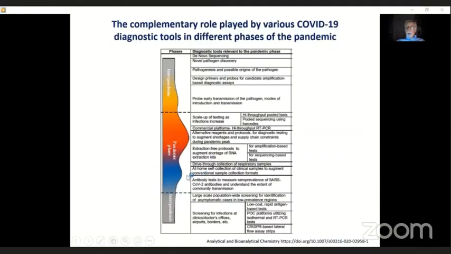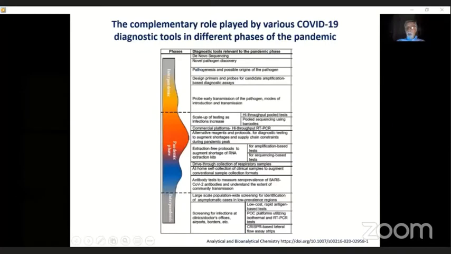We have to collect all the respiratory samples. We probably have to look at how to develop also at-home sample collection for controlling the population, and also the antibody test to measure the seroprevalence. Before the pandemic and after is really very important. At the beginning, novel sequencing and novel pathology discovery to understand what the problem is. And after, for sure, we have to be able to do larger scale population screening to control all the infections.